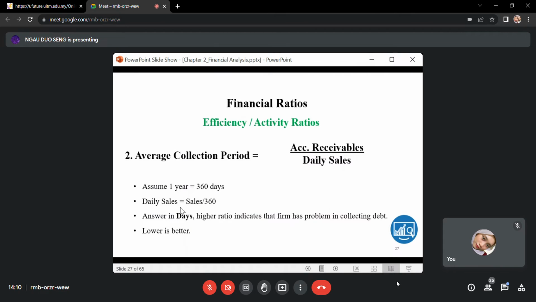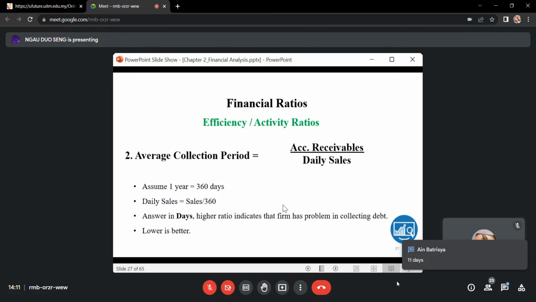Where do we find sales? Sales are in the income statement. The answer will be in days. A higher ratio indicates that the firm has a problem collecting. A longer collection period means you take a long time to collect debts back. So higher, longer is not good. Lower is better. Account receivable is in the balance sheet under current assets, and daily sales or sales is in the income statement.